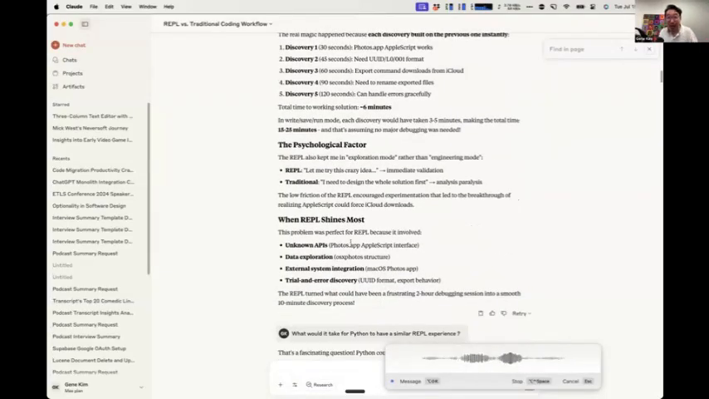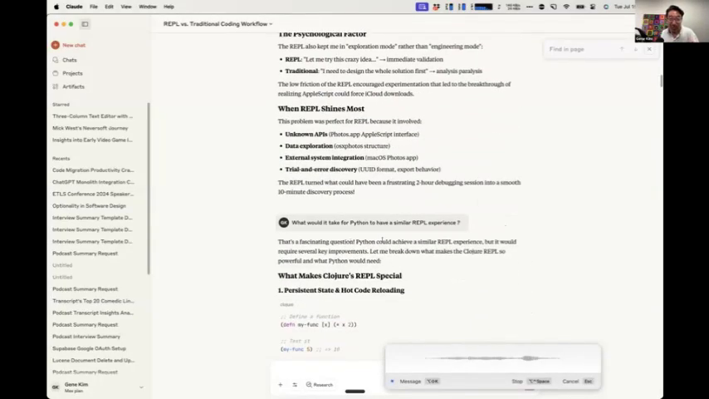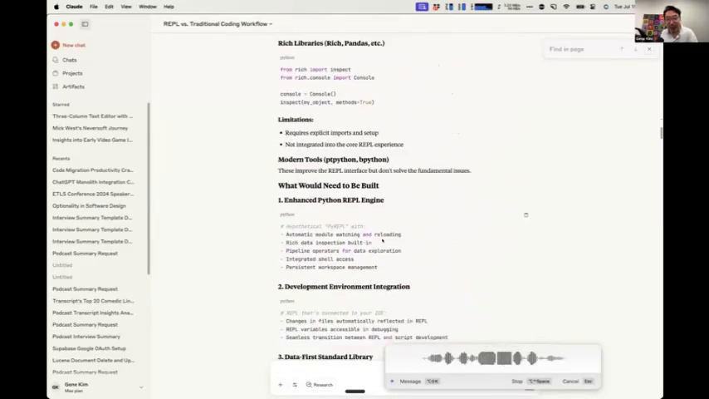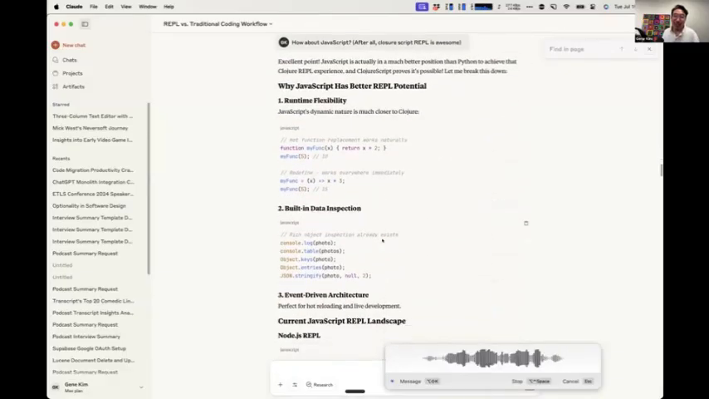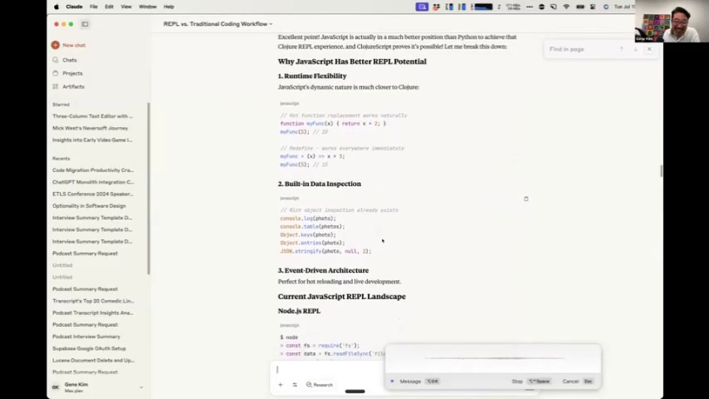And so here is Claude making a very convincing case of how it likes REPLs more than your classic write, compile, run. And I was saying, what would it take for Python to have a similar REPL experience? And tell me what it would look like for JavaScript. Anyway, this is a phenomenal essay of Claude telling me how much it loves REPLs. Steve, can you react to that?